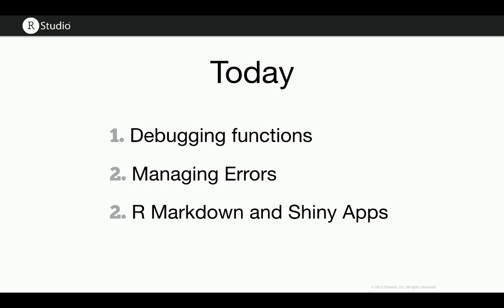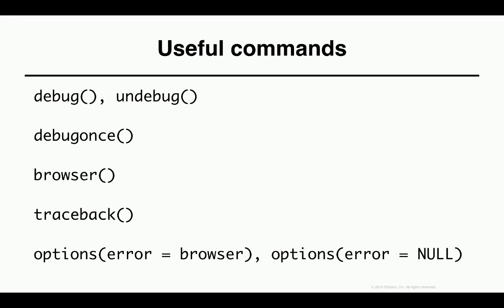So what's our agenda for today? First, we're going to look at how you could debug the functions that you write, and then we'll look at how you can manage errors. Speaking of errors, that last bullet point should be 3. The third one we're going to look at is how you could use debugging techniques in R Markdown documents and in your Shiny apps.